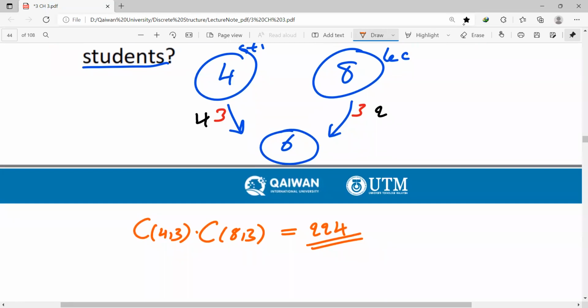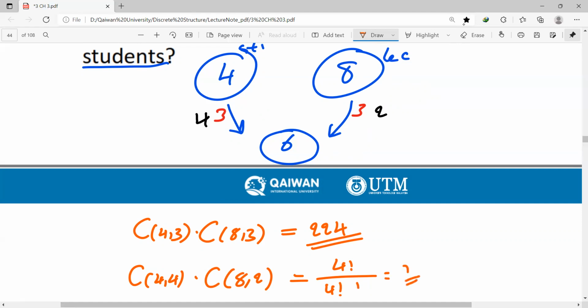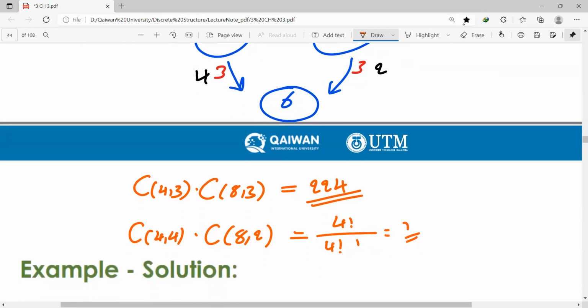And now we have the combination of 4, 4 times combination of 8, 2. The combination of 4, 4 equals 4 factorial divided by 4 factorial times 0 factorial. 0 factorial is 1. As I said before in the previous lecture, we said 0 factorial is 1. That means we just write down 1 here. We get 1 here.